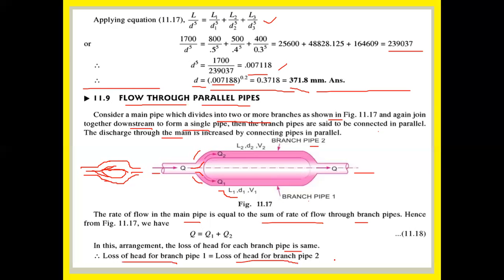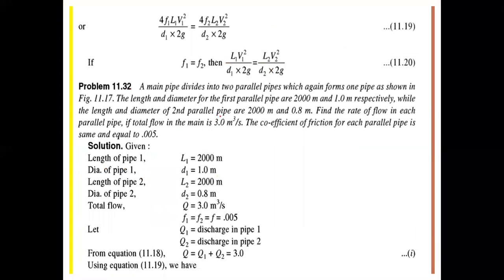Now, taking this equation, loss of head at 1 equals loss of head at 2, we will write the old formula, that is 4 F1 L1 V1 square by D1 into 2G, equal to 4 F2 L2 V2 square by D2 into 2G.